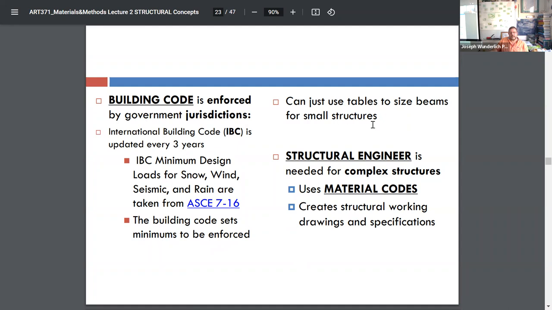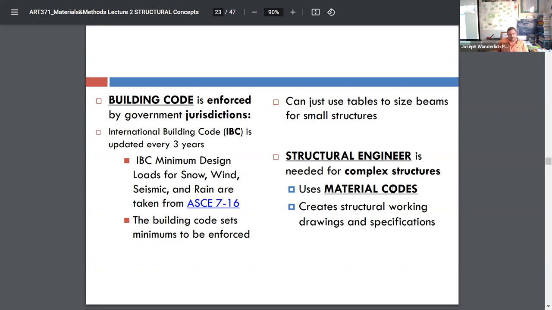It can be just tables, sizes of beams. Structural engineers need it for complex structures. So an architect can use the graphic standards, which is a lot of detail, and you can pick beam sizes right out of that. Architects can do that on low rises and in non-earthquake areas, but for residential, if you go up 3 stories anywhere, I would probably get a structural engineer. You need a structural engineer for any kind of complexity. If you try to build a high rise without an engineer, you're in trouble, and you can't do it in the United States.